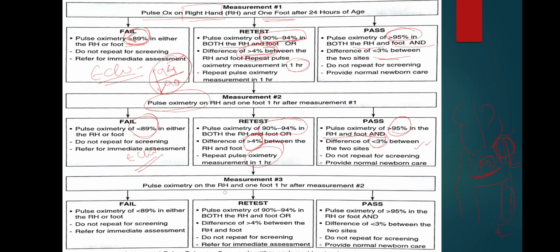After 1 hour, when checking the saturation, if it is less than 89%, then we do echocardiography as the child is suffering from congenital cyanotic heart disease. If it is again between 90 to 94% or the difference is more than 4%, the child may or may not have some congenital cyanotic heart disease, so we have to do echocardiography. And if the saturation is more than 95%, then the child does not have any congenital cyanotic heart disease. So this is the neonatal screening of pulse oximetry, done 24 hours after delivery.